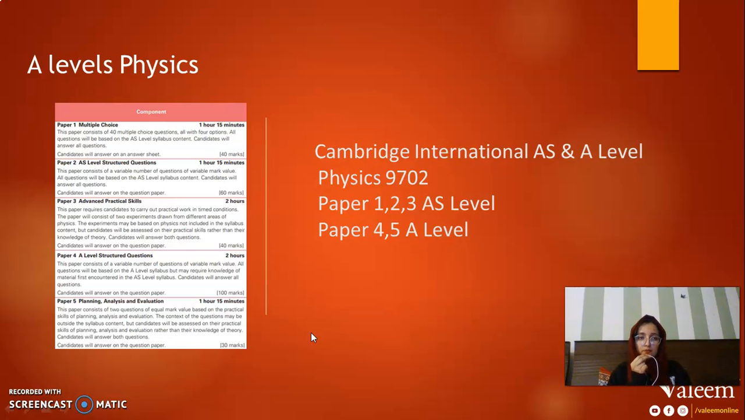Then we have paper 2, that is a structured question paper that is of 1 hour and 15 minutes and total marks are 60. Paper 3 is advanced practical skills paper that is of 2 hours and the total marks are 40. Then we have paper number 4, that is A-levels structured question paper that is of 2 hours and total marks are 100. And then planning, analysis and evaluation paper. The time for this paper is 1 hour 15 minutes and total marks for this paper are 30 marks.